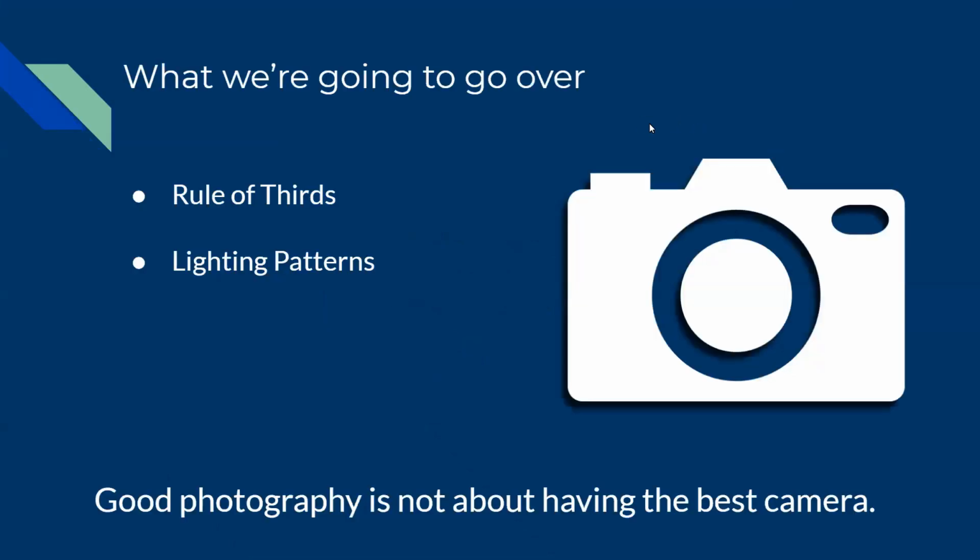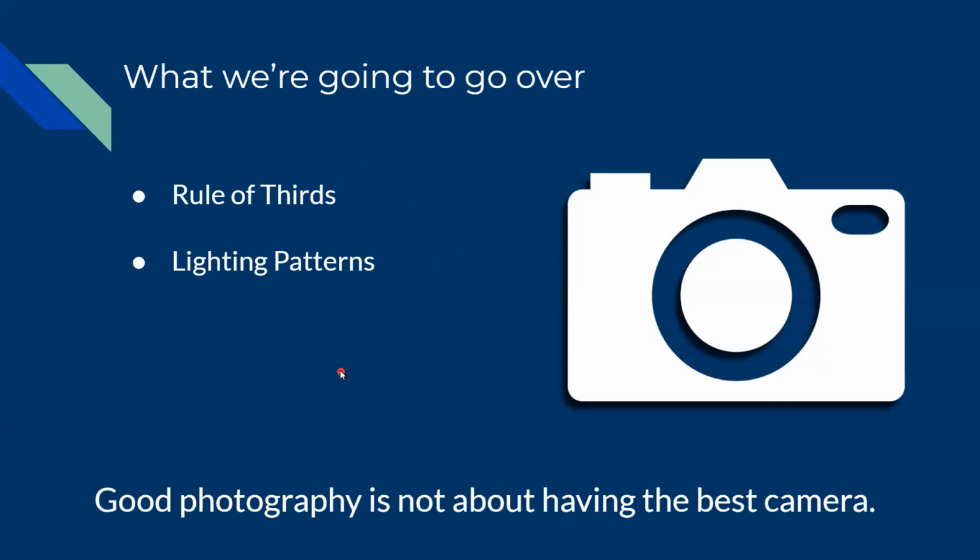So here's what we're going to be going over this evening. We're going to be going over something called the rule of thirds and lighting patterns. These two in conjunction can make some crazy pictures. I mean, seriously, this one's going to help you align stuff in your photograph, and this one's going to, well, help you how to light it.